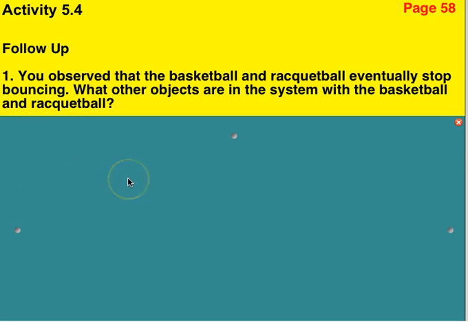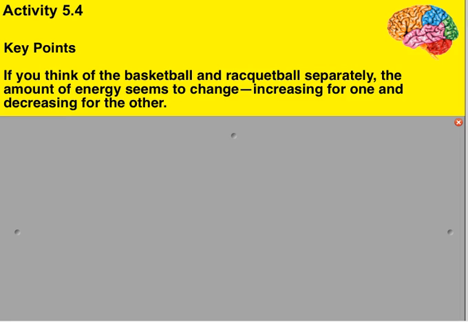So what I want you to do now is complete these follow-up questions. These are on the back side on page 58. You observe that the basketball and the racquetball eventually stopped bouncing. What other objects are in the system with the basketball and the racquetball? What other things do you think are in the system that work together like this? Think about what we were doing outside. What other things are in the system? And question 2.